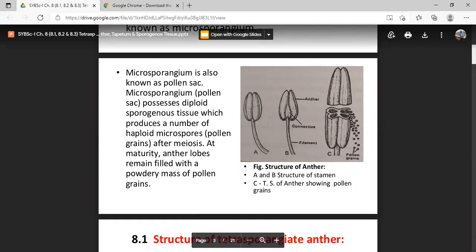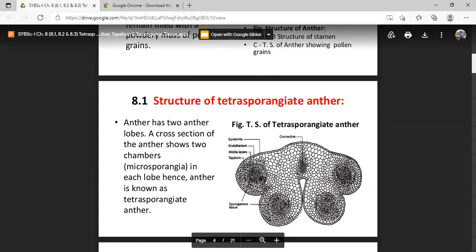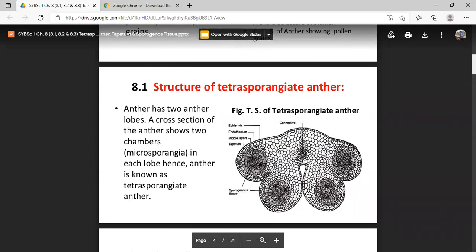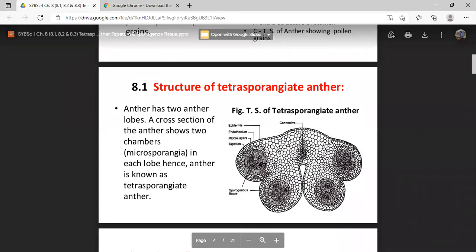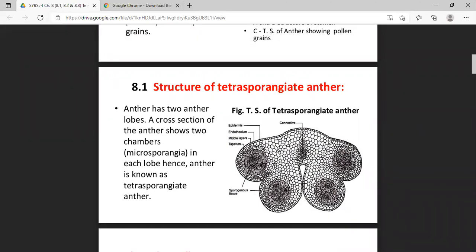This is the microsporangia. When we take a section of this anther lobe with the help of a blade, place that part on a slide, and observe it under the microscope, we can observe these kinds of structure here. We can find the 4 cells here, 1, 2, 3, 4, so it is called tetra.